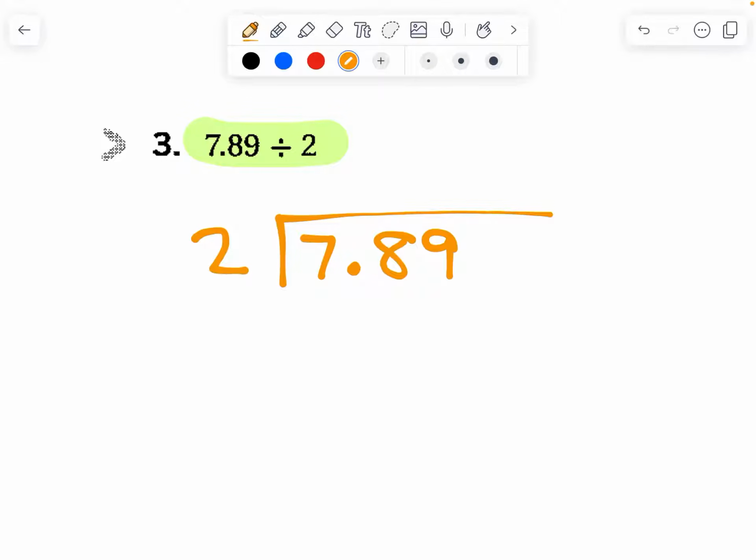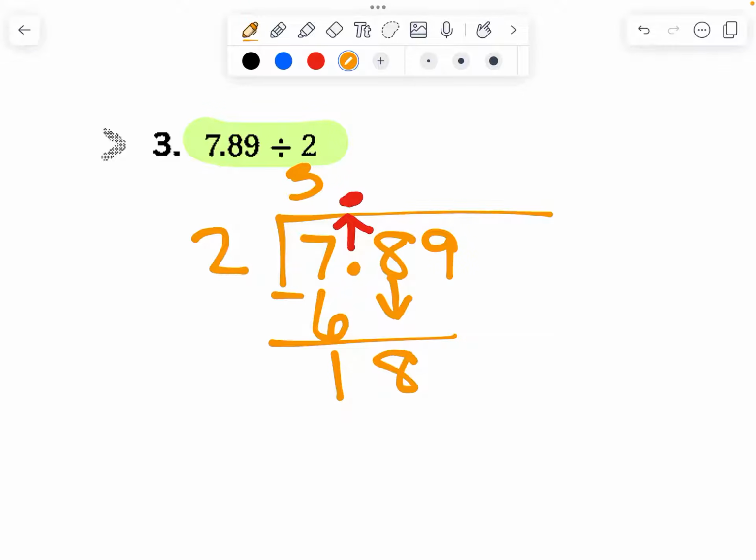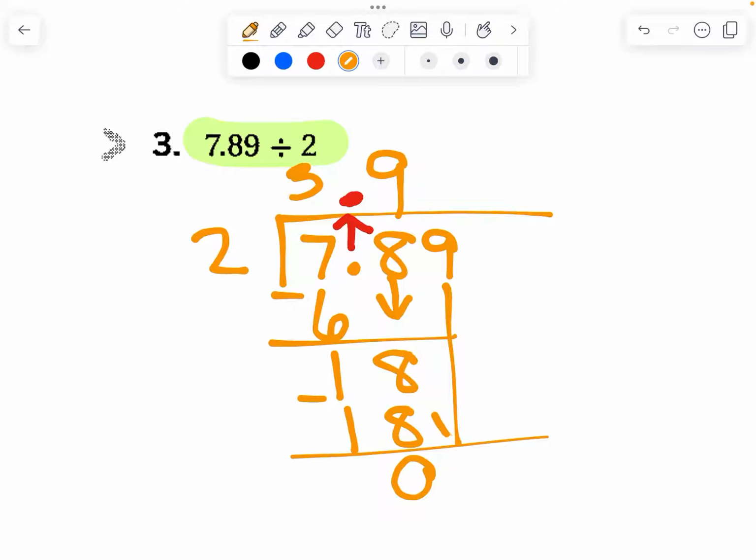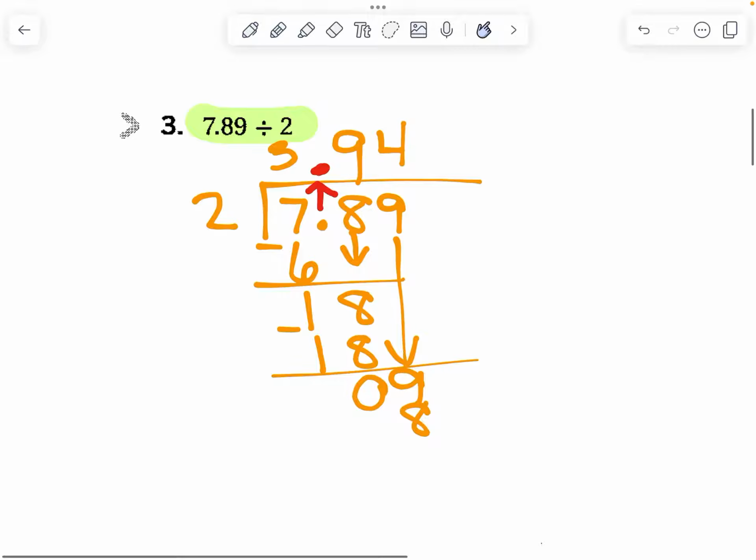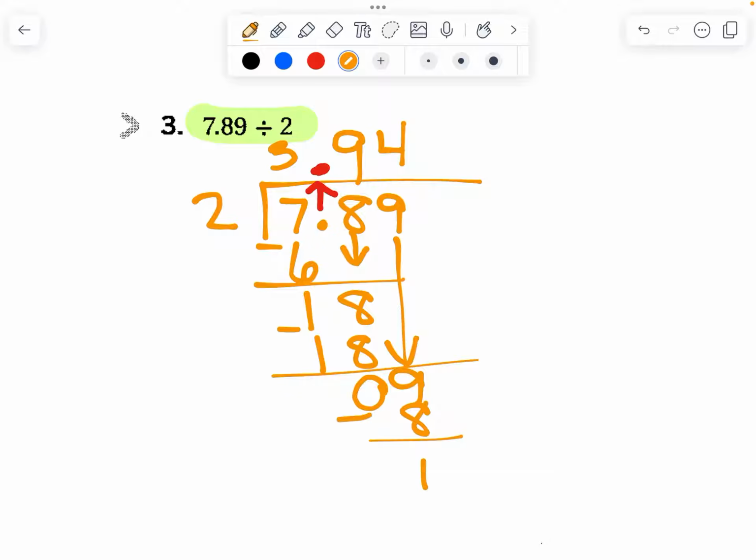All right, so if we're not going to move anything, watch what happens here. This decimal is going to go straight up from where it was to start with. So 2 times 3 is 6. 7 minus 6 is 1. Now we're going to drop down our 8. 2 times 9 is 18. 18 minus 18 is 0. Drop down your 9. 2 times 4 is 8. Nine minus 8 is 1.